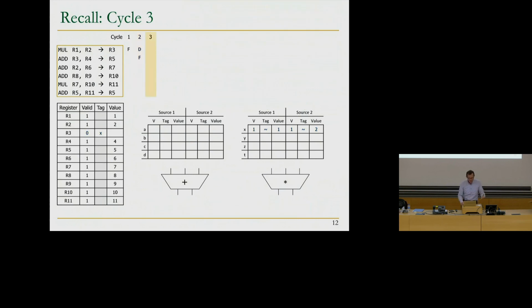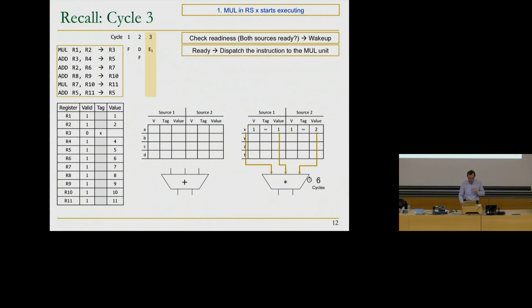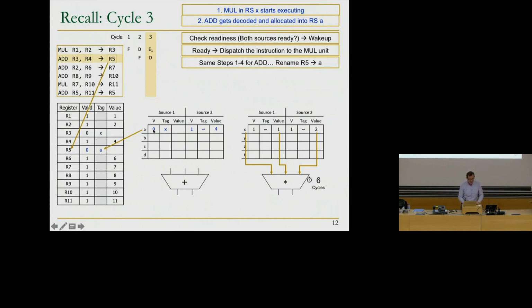Okay, so this is cycle 3. Again, I'm not going to go through this animation again. You should do it on your own. We did it last time. Basically, this instruction becomes available in cycle 3, so it can execute, and it starts executing, and the next instruction gets renamed in cycle 3. And as you can see, the next instruction is sourcing R3. When it reads its sources, R3 and R4, it realizes that it's going to wait for tag X to be broadcast.